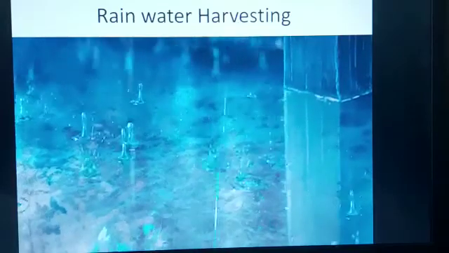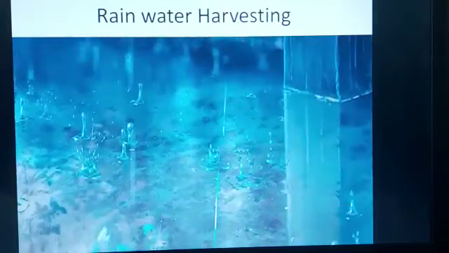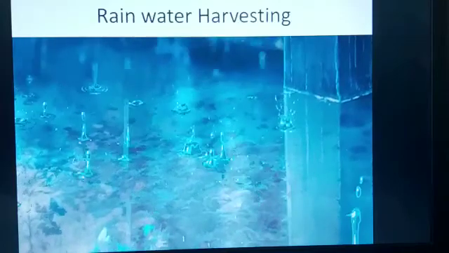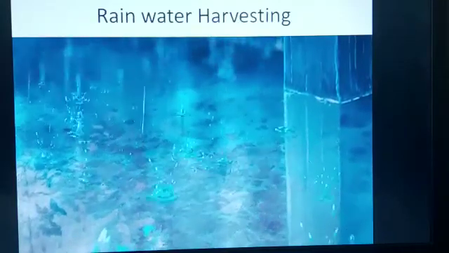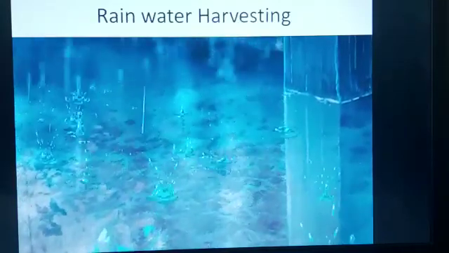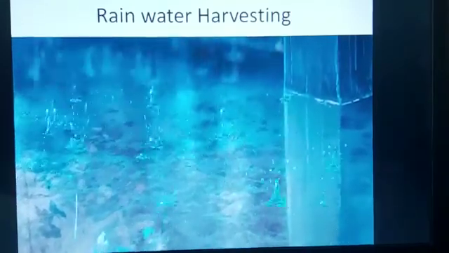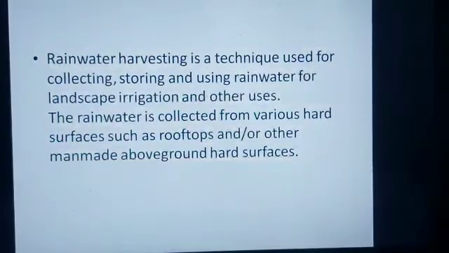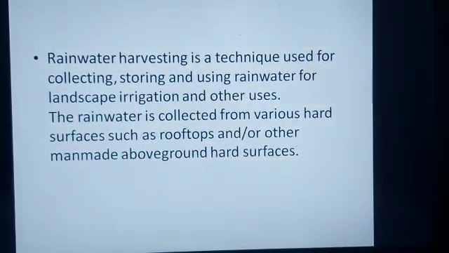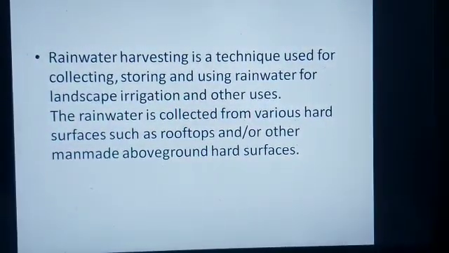The catchment of the water harvesting system is a surface which receives rainfall directly. It can be paved on an area like a terrace or a courtyard of the building. So here we're going to look into the construction of the rainwater harvesting. We're going to look into the advantages as well as disadvantages of rainwater harvesting.